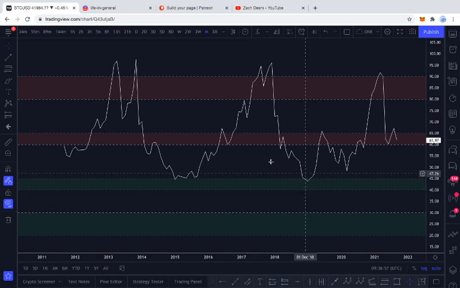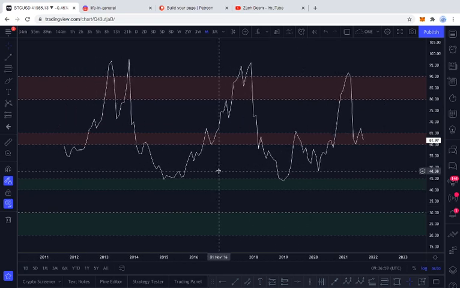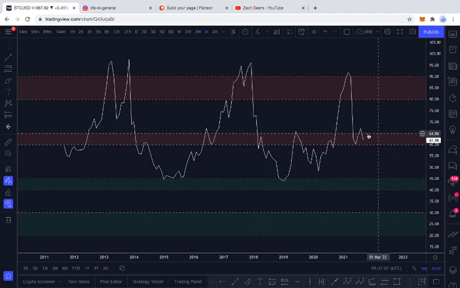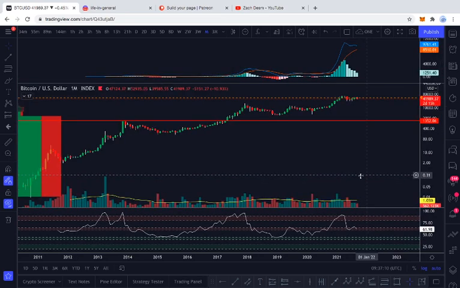And so what we can expect by using the RSI indicator and using the trend is that the price would go all the way back down here, which would be a severe drop in price, right?